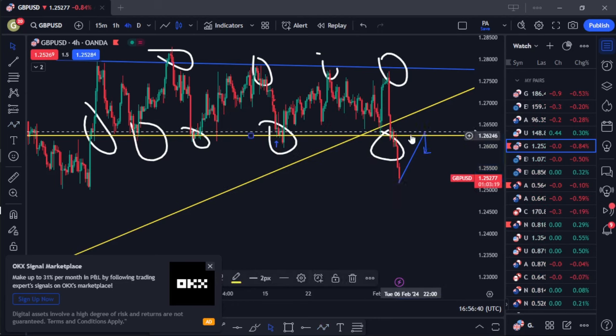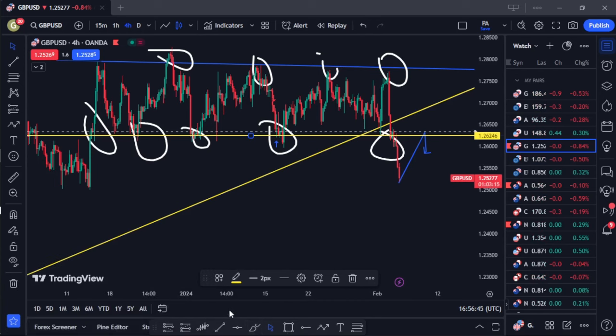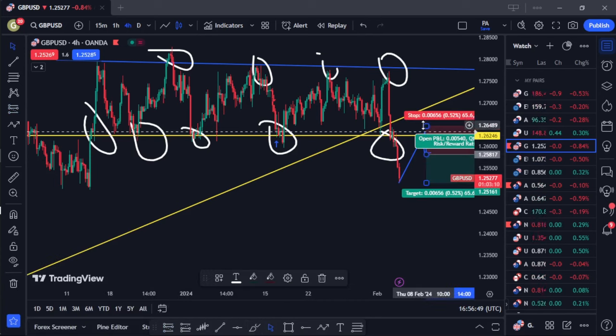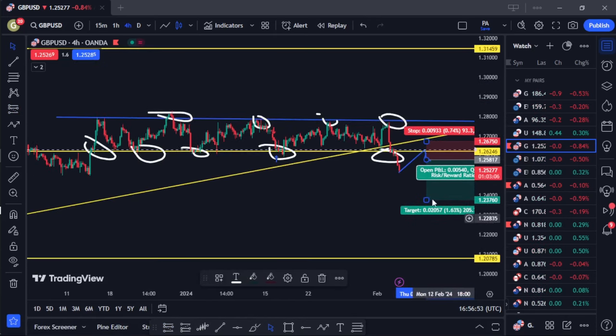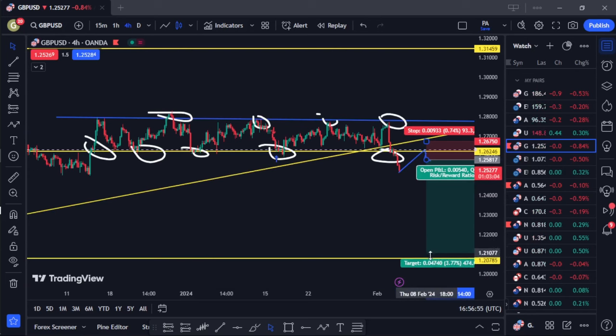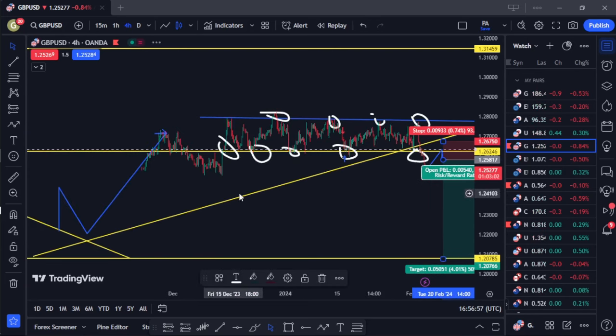So in case this was a resistance turned support, and the market should break below here, then it gives you a good opportunity to sell from here down to your previous key level that you drew, down to this point. You see, it gives you a lot of gap here, so there's a high chance that the market will move in this direction.